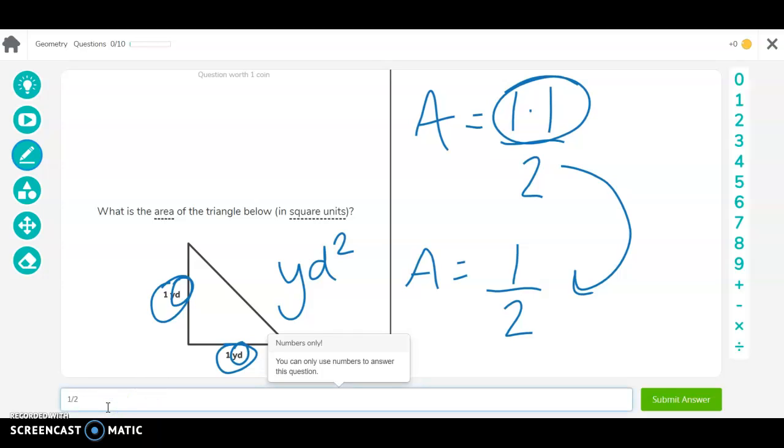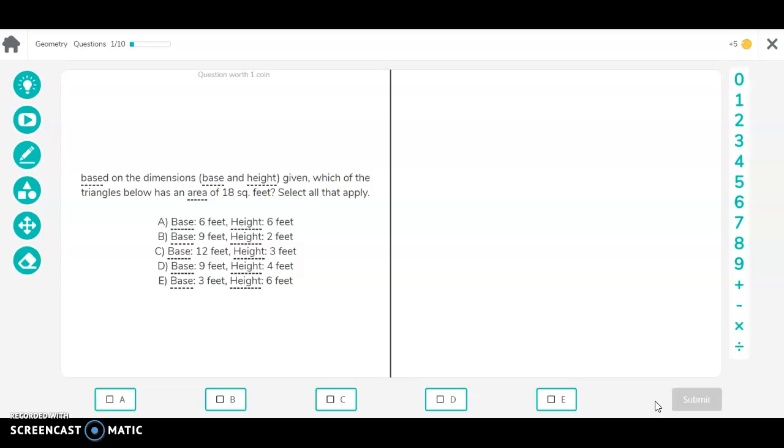Oh, well, maybe you have to type it. Yards. Well, how am I supposed to do that? Maybe we just hit submit. Ah, we just hit submit. Sorry, guys. Ignore that little part. So when it asks you for square units, just type in your numbers. Okay, it does the square unit part for you.